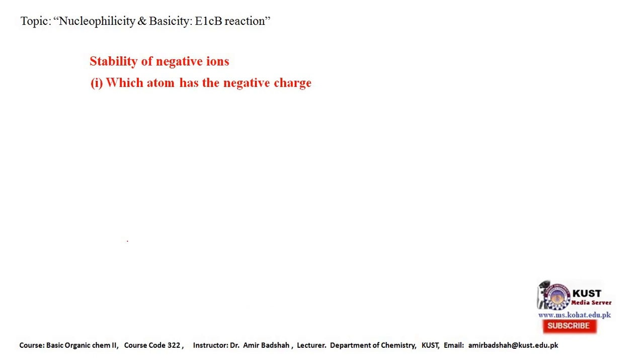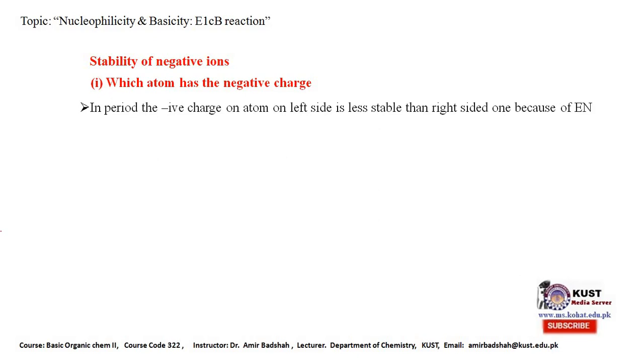Number one, we can find which atom has the negative charge. Period-wise, if the negative charge is present on the atom on the left side in the period, that will be less stable compared to the atom which is present on the right side. What's the reason of it? The reason is the electronegativity of the atom.